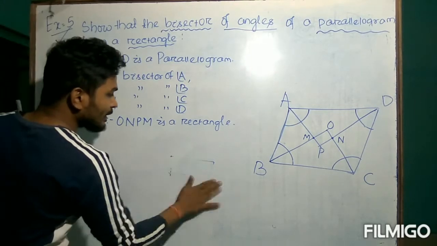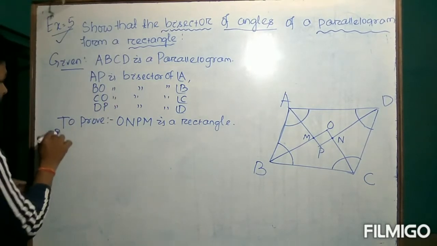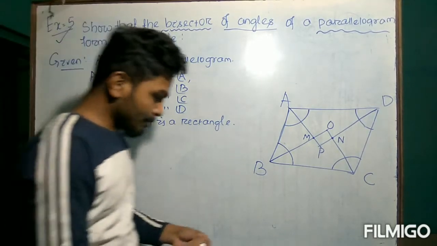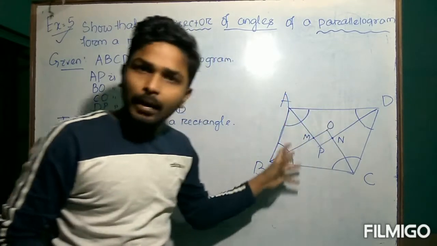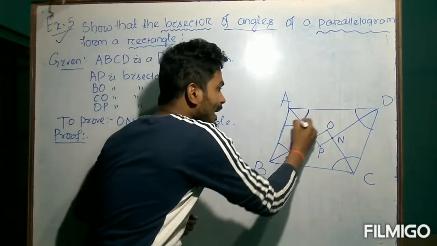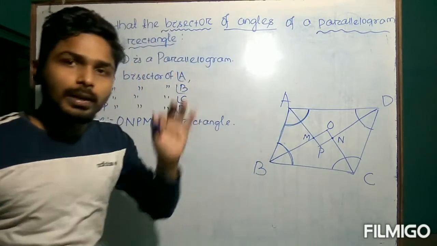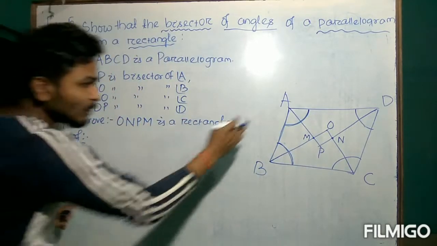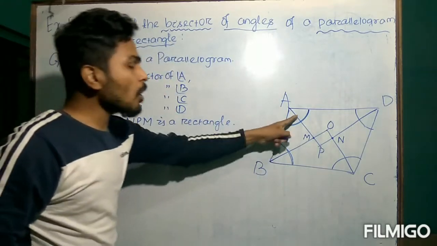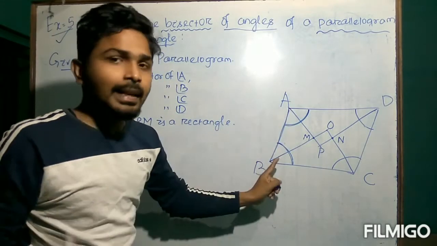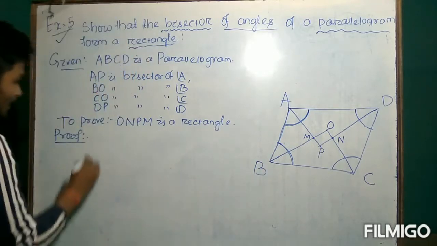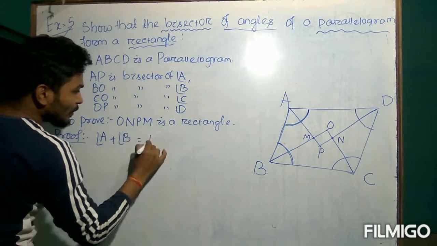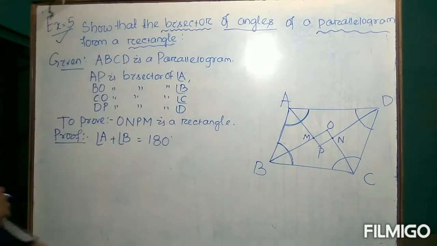How we can prove it? So let's prove. Okay, see, since ABCD is a parallelogram, angle A and angle B are two consecutive angles. Okay. So angle A and angle B are two consecutive angles, and we know the sum of any two consecutive angles is 180 degrees. So we can simply write angle A plus angle B is equal to 180 degrees.